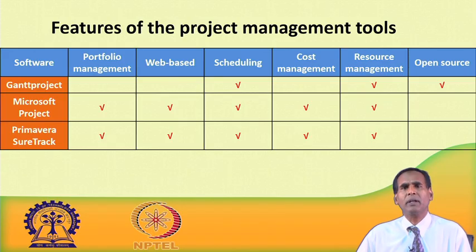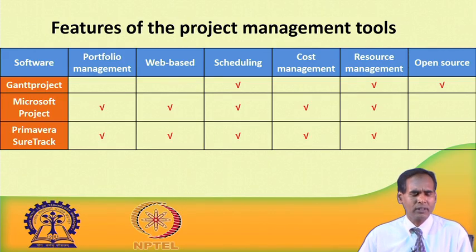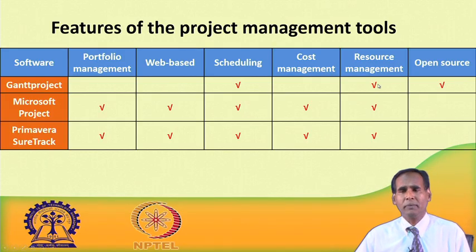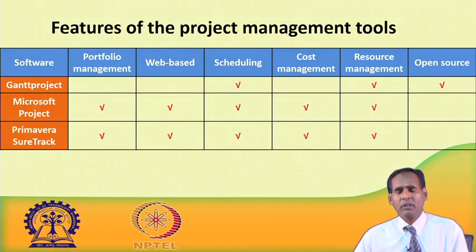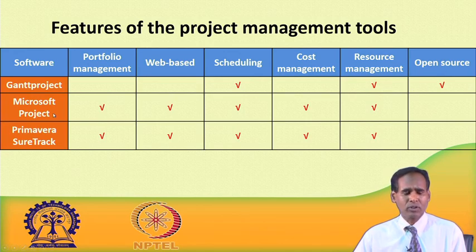So, let us compare the different features of the project management tools. See Gantt project, it can handle project scheduling if you know CPM and PERT etc. So, Gantt project supports scheduling. It also supports resource management. I have already told you that for representing resource management, Gantt project is one of the best software, and it is open source software. Similarly, Microsoft Project supports portfolio management.